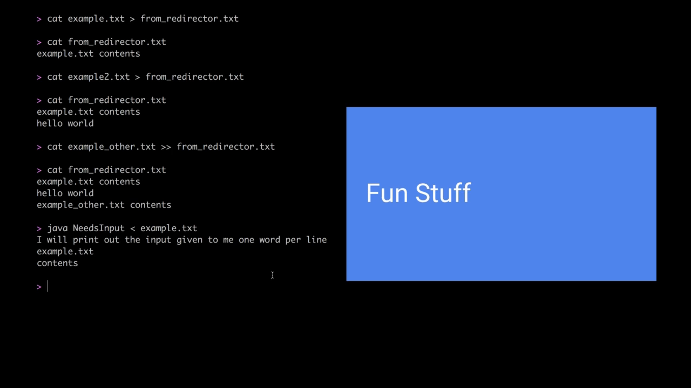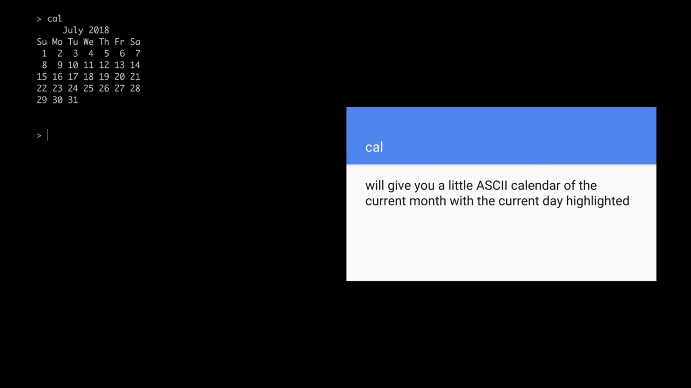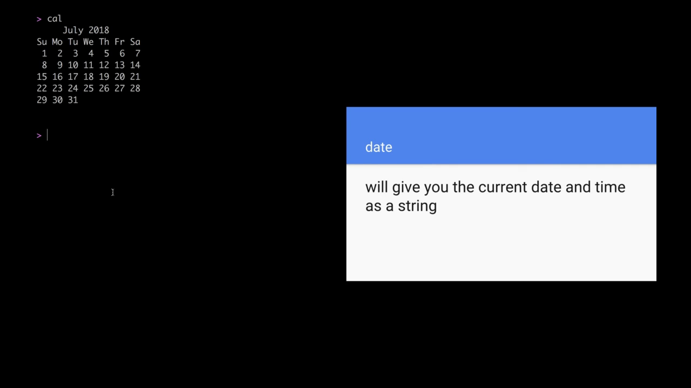Okay, so now for some fun stuff. Cal will give you a little ASCII calendar of the current month with the current day highlighted. My computer doesn't highlight the current day, but most Linux machines will, and I have friends whose day is highlighted on their Mac. So I'm not sure why mine doesn't highlight the current day. There's also date, which will print out the current date string. So day, time, time zone, year.